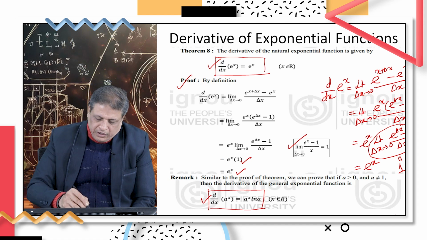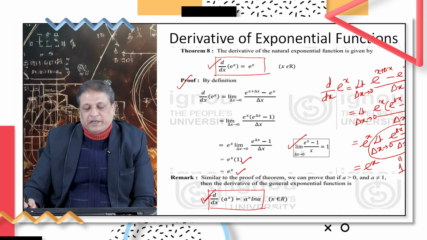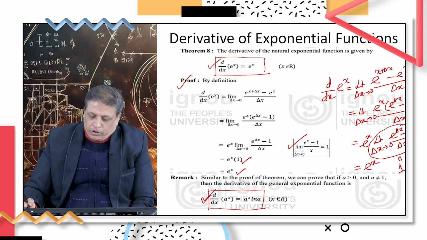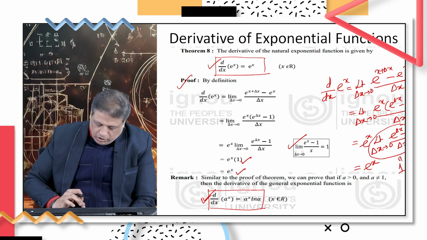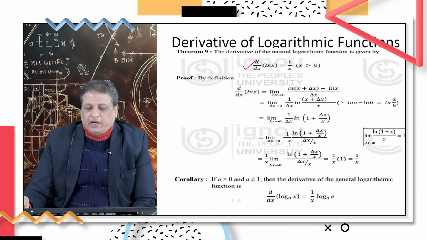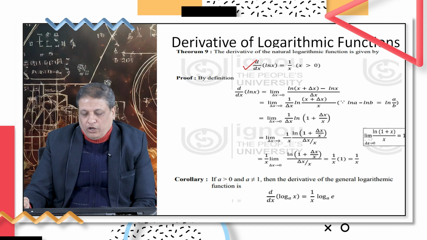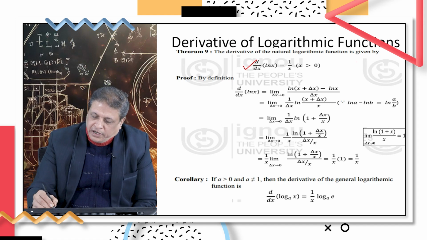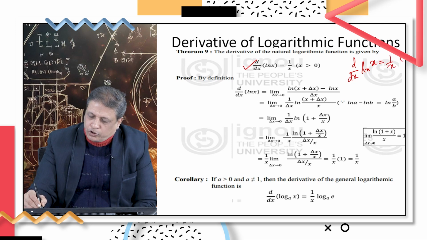But there is an important identity, that d/dx of a to the power x, a constant to the power x, is a to the power x into natural logarithm of a. On the same lines, we have another important expression, that d/dx of natural logarithm, that is d/dx of ln x, is nothing but 1 over x, and x should be greater than 0.